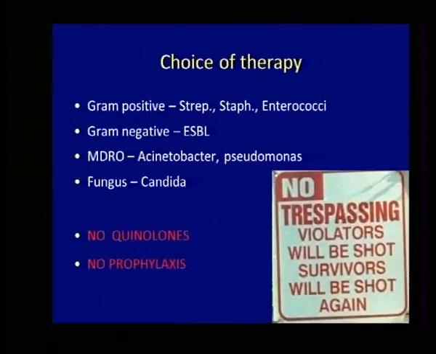So for gram-positive, as I said, strep, methicillin-sensitive staph: first generation cephalosporin, second generation cephalosporin, clindamycin, or co-amoxiclav. For enterococcus, again, the same would work, except cephalosporins. For gram-negative, BLBLIs or carbapenems. For multi-drug resistant organisms, we have to now resort to colistin or tigecycline because of the high level of resistance. For fungus, especially Candida, you need to look at fluconazole, which is still very useful. Please remember there is no role for quinolones as an empiric therapy in our cases because the level of resistance is upwards of 70 to 80%. And please do not use any prophylactic antibiotics while managing wounds.